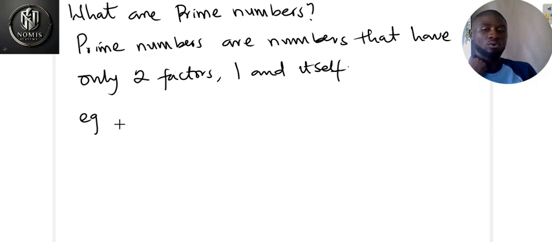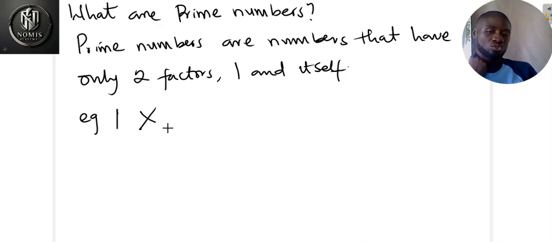Let's take an example of some of those numbers, prime numbers. Is 1 a prime number? No. Why? Because it doesn't have two factors. 1 is the only one that can divide 1. Therefore, 1 is not a prime number.